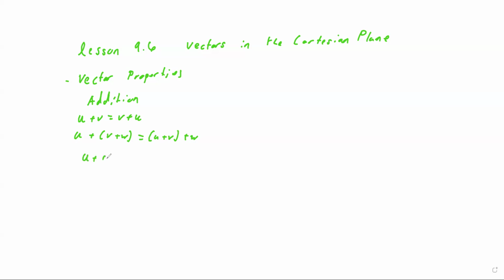Also, if I add vector 0, I would just get right back to my original vector. And if I add the opposite vector, I will get the vector 0. Just so you're aware, vector 0, or technically vector O, is the origin point. So 0, 0. That would be what that vector is. We also have a scalar multiplication property.